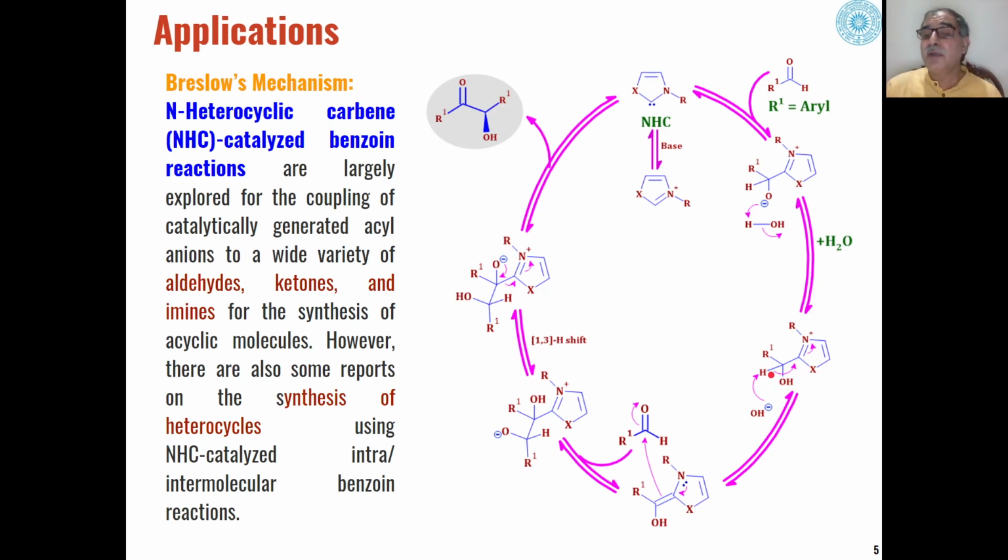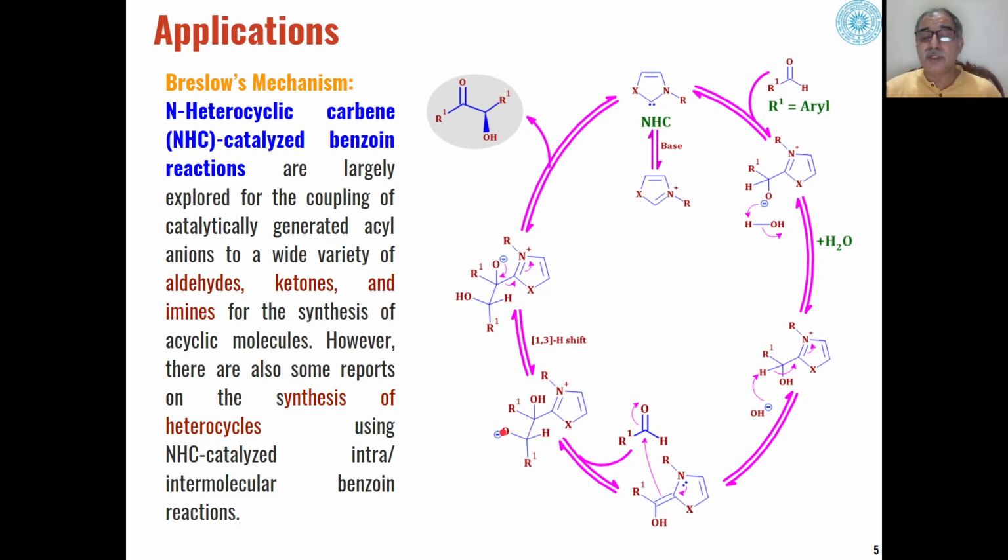Then the alpha proton from these alcohols is eliminated to convert them into enols, and these enols act as nucleophiles to add to the second molecule of the aryl aldehyde to give us these types of intermediates, which undergo a 1,3 hydrogen shift from here to here. So this H is transferred from this oxygen to this oxygen, which is called a 1,3 hydrogen shift.